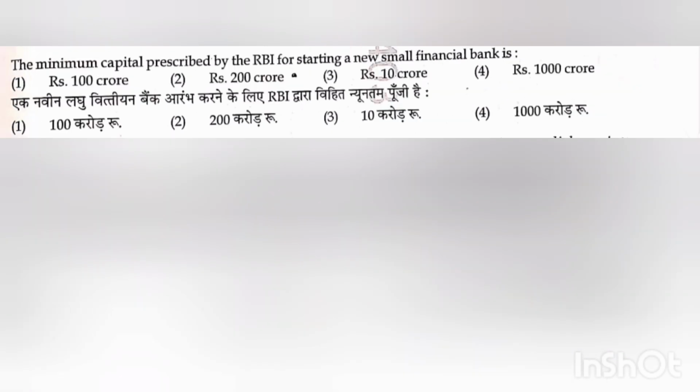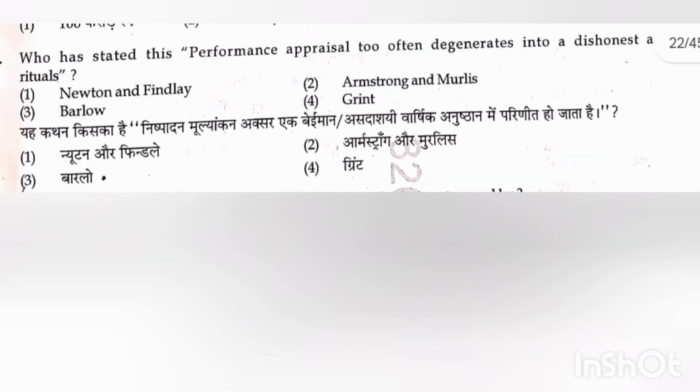Another question, the minimum capital prescribed by the RBI for starting a new small financial bank is rupees 200 crore. That is your option 2, 200 crores. Next question, who has stated this performance appraisal too often degenerates into a dishonest annual ritual? The answer is option number 2, Armstrong and Moles.